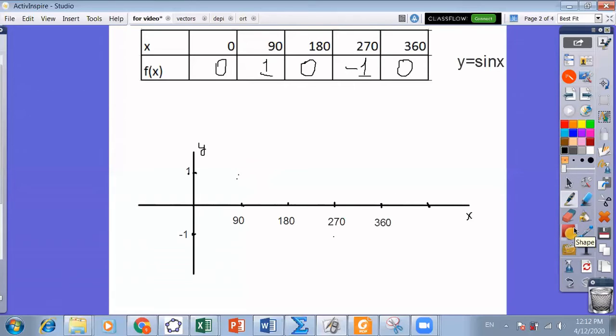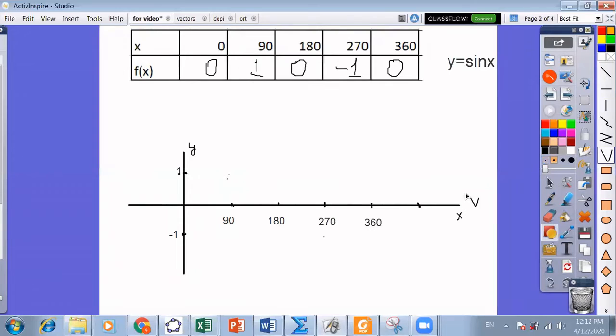Now let's connect these points. To connect these points, if you draw straight lines, it will be a little bit not correct. So it should be waves. So it should be a little bit curved. So I'm going to start it somewhere here.